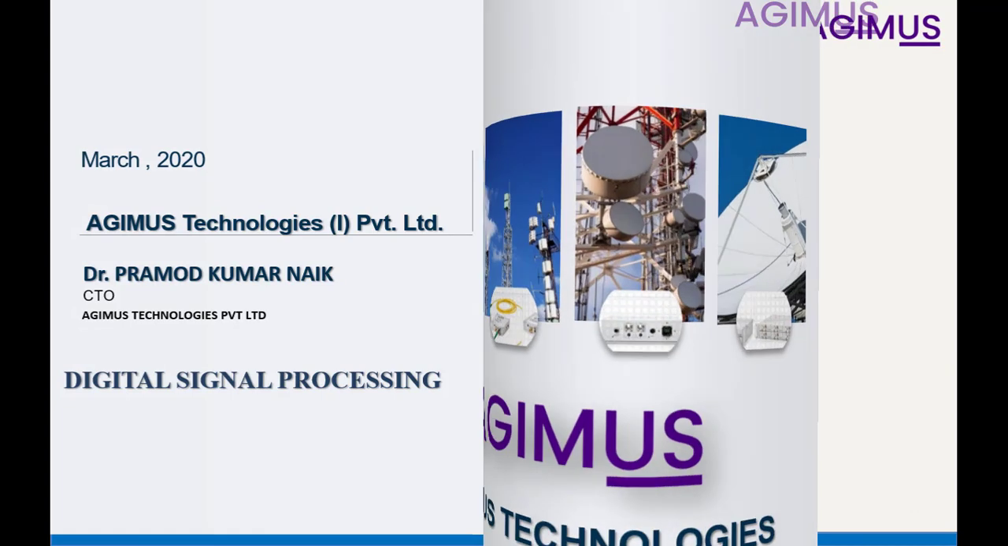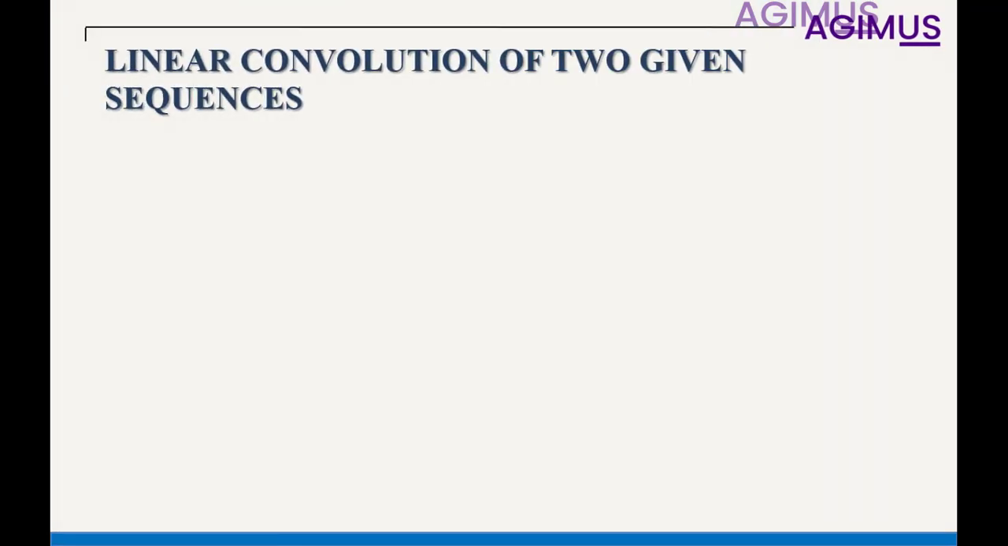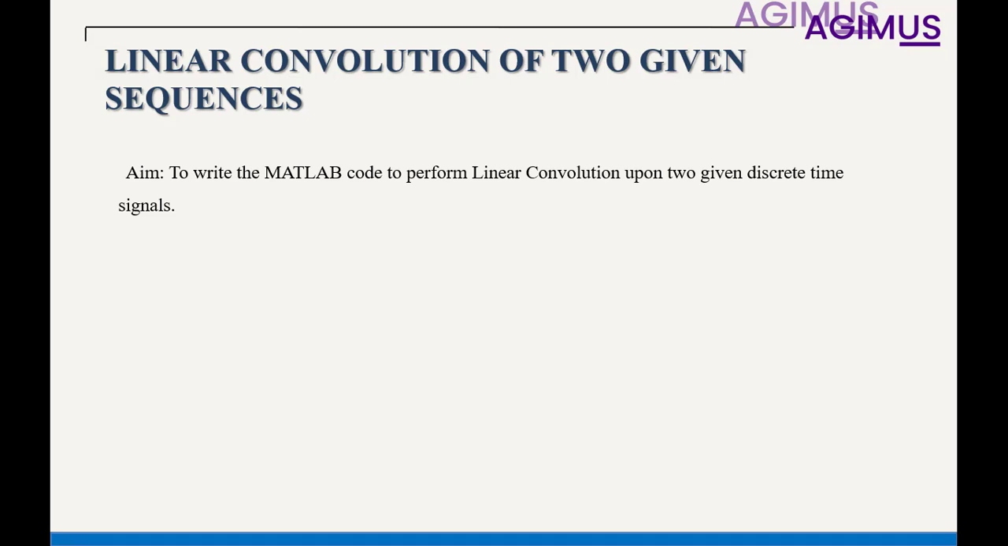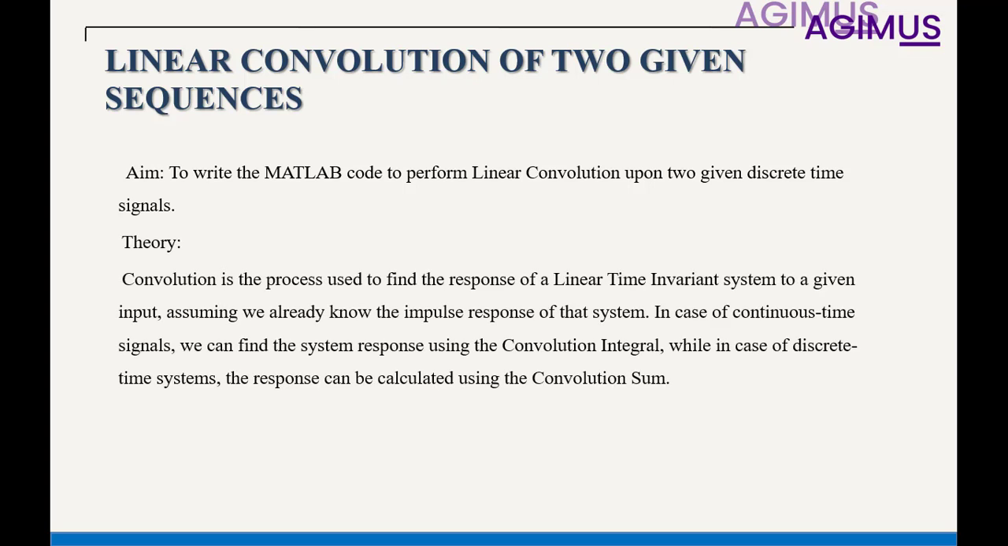Now when you look into the theoretical background of linear convolution, we will be taking two sequences and writing a MATLAB code to perform linear convolution of a given discrete time signal. Convolution is a process used to find the response of an LTI, that is linear time invariant system, to a given input, assuming that we already know the impulse response of that particular system.